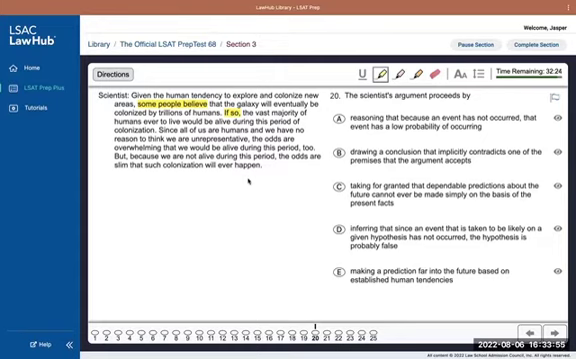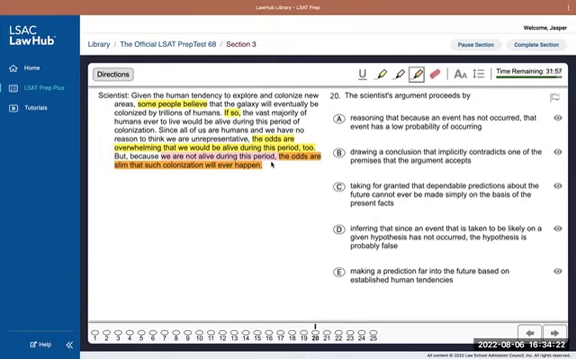And the logical endpoint they get to is that since all of us are humans and we have no reason to think we're unrepresentative, the odds are overwhelming that we would be alive in this period too. But because we are not alive in this period, the odds are slim that such colonization will ever happen. Okay. So they are going against what some people believe, right?